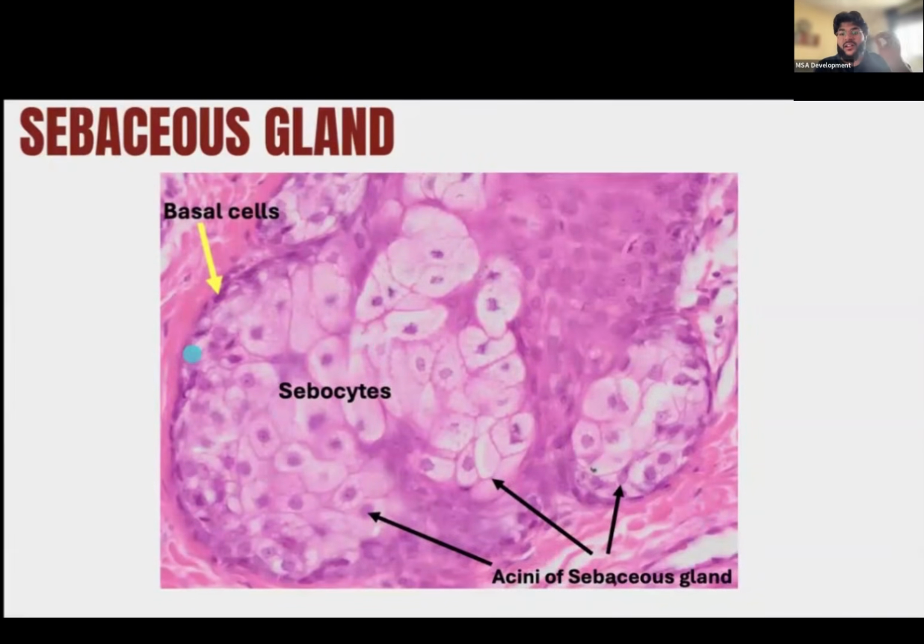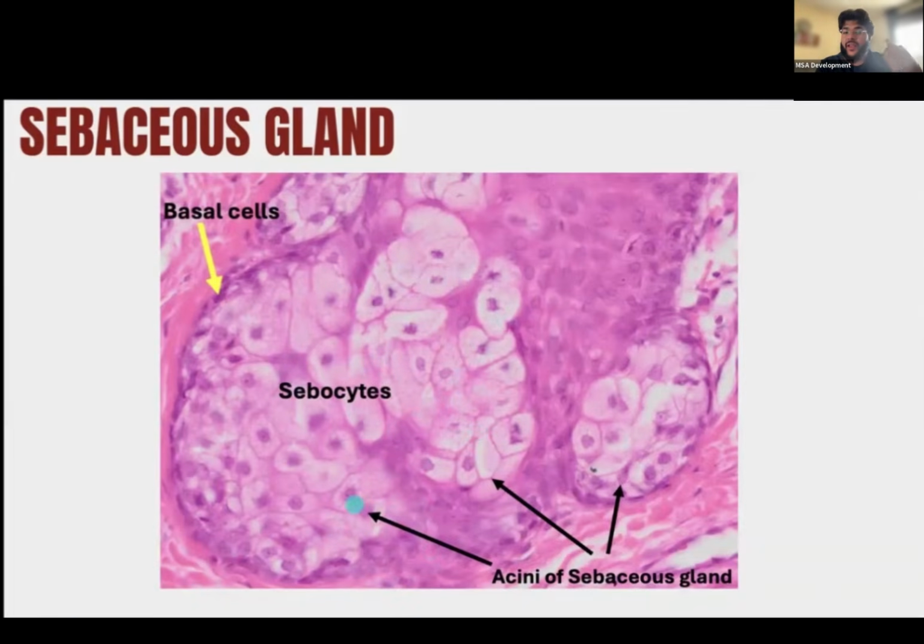Our sebaceous glands are associated with our hair follicles. We said they're part of the pilosebaceous unit. They're responsible for secreting sebum, which is basically the oily substance that lubricates your hair and your skin. These cells will look pale and foamy on your H&E stain because of the lipid that they contain. This lipid will be washed out when you prepare the slide, so they look very white. That's basically why they look pale and foamy.